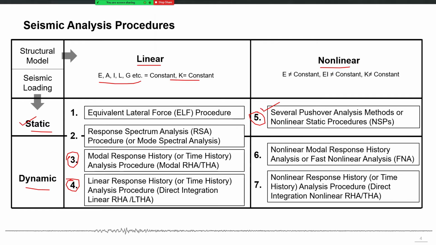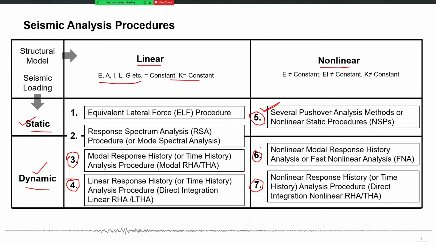This pushover analysis, as I have said earlier also, was once considered the default nonlinear analysis option for performance assessment of building structures. So the first generation of performance-based design was based on these pushover analysis methods. But later, we know already that the rigorous dynamic analysis procedures are more common nowadays. So these 6 and 7 are the rigorous nonlinear dynamic procedures, where the computer model is nonlinear and at the same time you apply the seismic loading as dynamic.